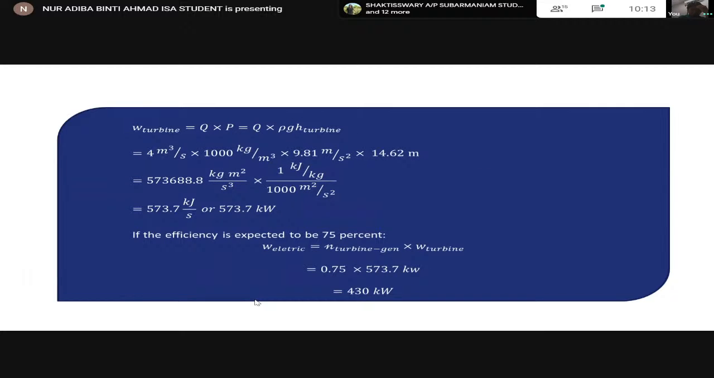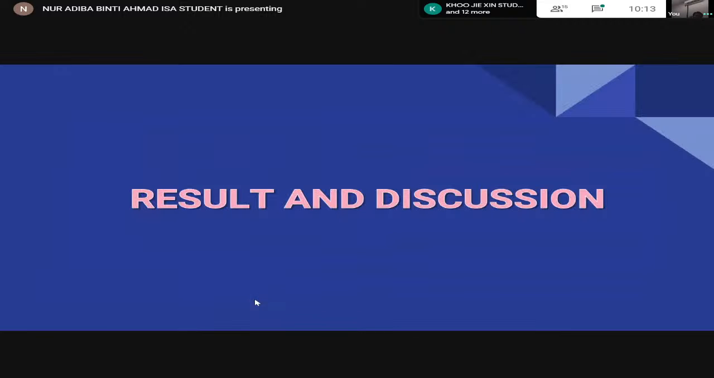Next, after that we can find the work turbine, where the formula is flow rate times pressure. The pressure we can set as rho g h turbine. So for the work turbine we get 573.7 kilowatt. If the efficiency of the turbine is 75%, we can get the electric work of 430 kilowatt. That's all from me. Thank you. I will pass to Siti Zulaika.